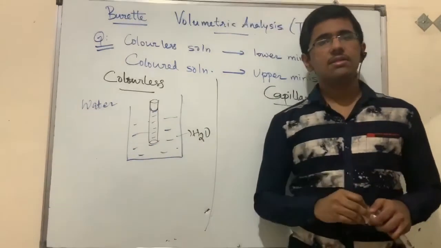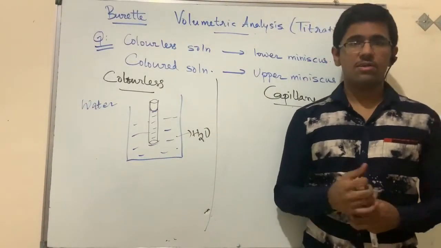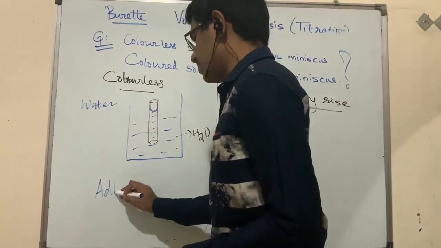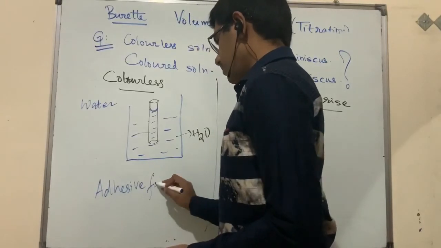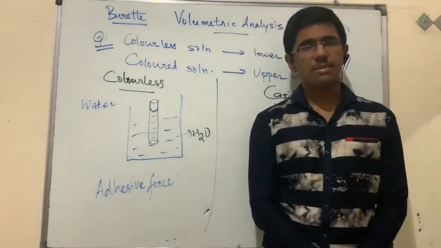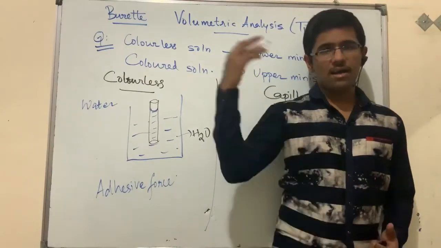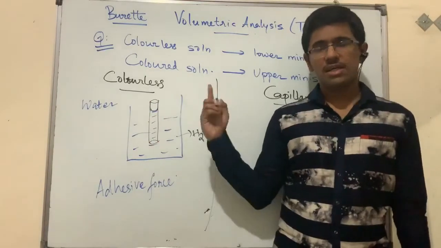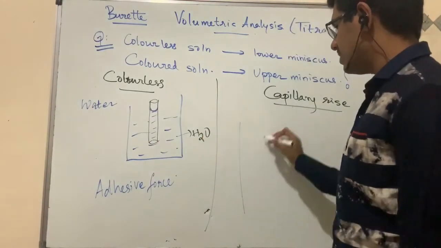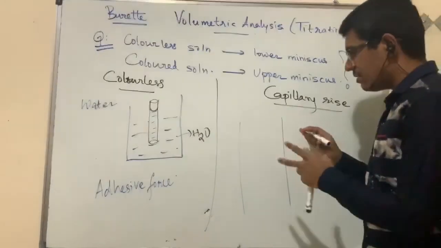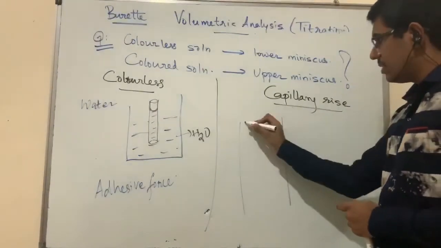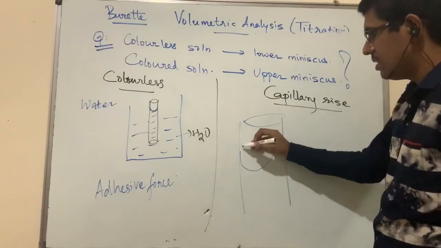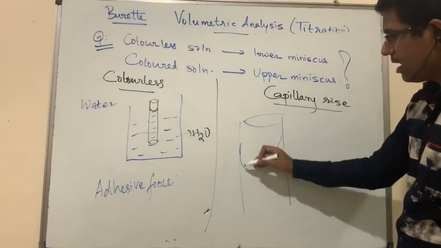Why is it like that? Because water has more adhesive force. Adhesive force is a force of attraction between water molecules and other particles. So here the water molecule is attracted towards the glass particles of the burette. Imagine this is a burette column in a magnified view. In that, water molecules always form like this, and here you can see the lower meniscus is visible.